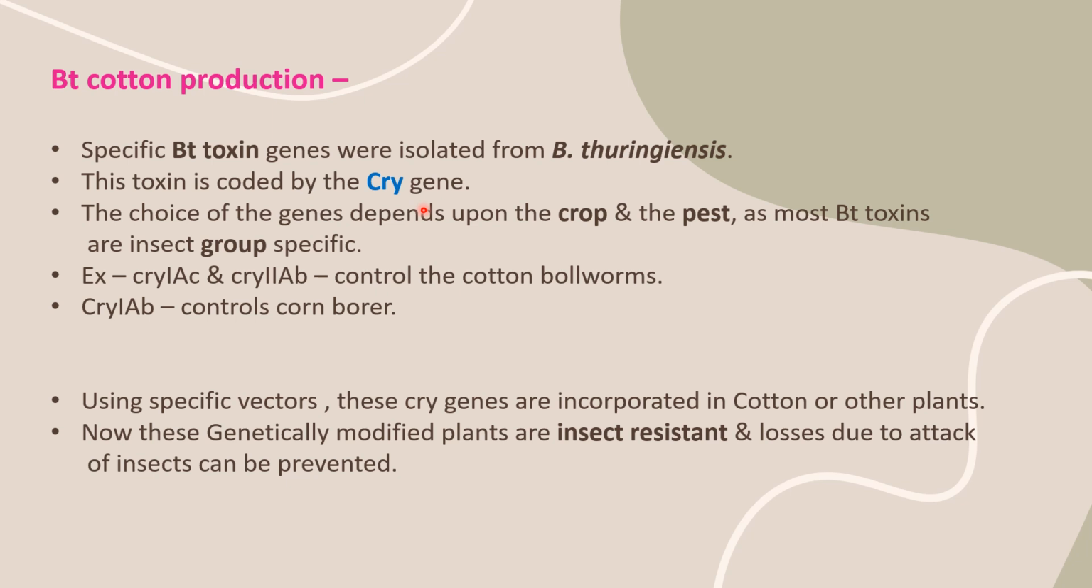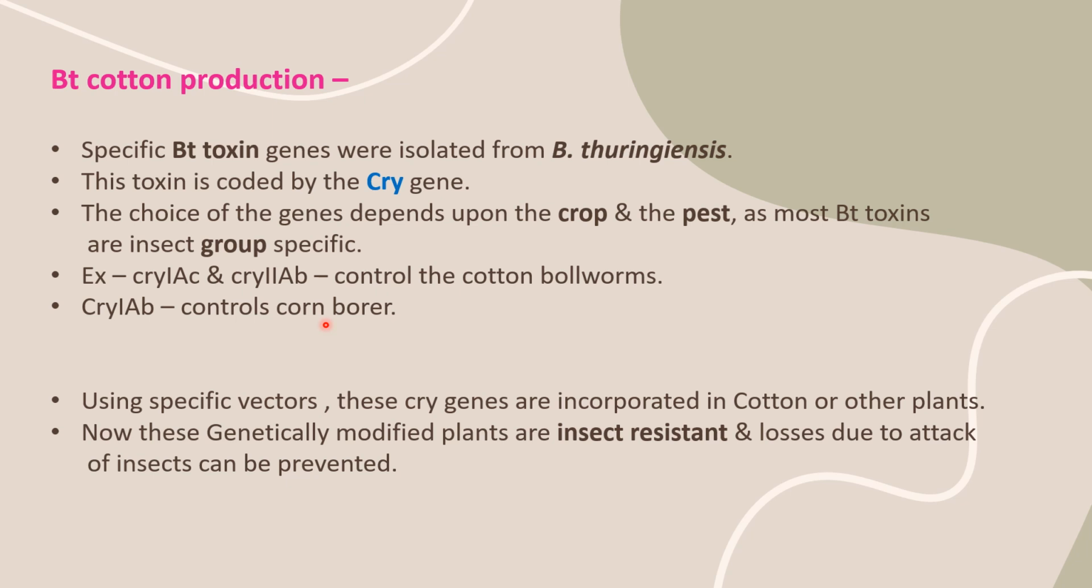The next point to be remembered is that the choice of the genes depends upon the crop and the pest, as most Bt toxins are insect group specific. For example, Cry1Ac and Cry2Ab control the cotton bollworms, whereas Cry1Ab controls the corn borer. So the choice of the genes depends upon the crop and the pest.